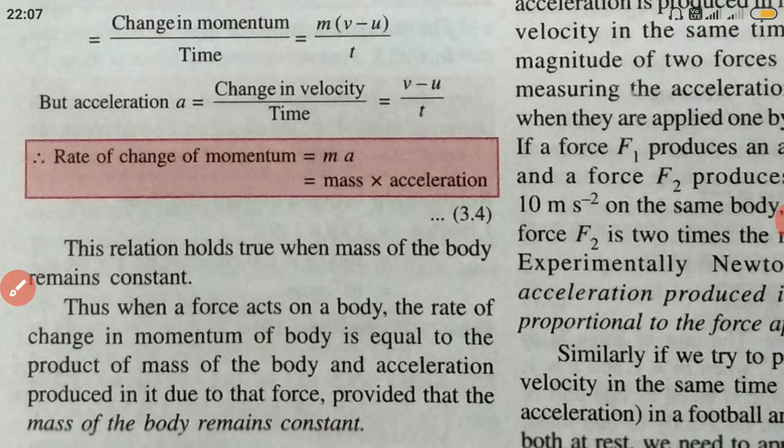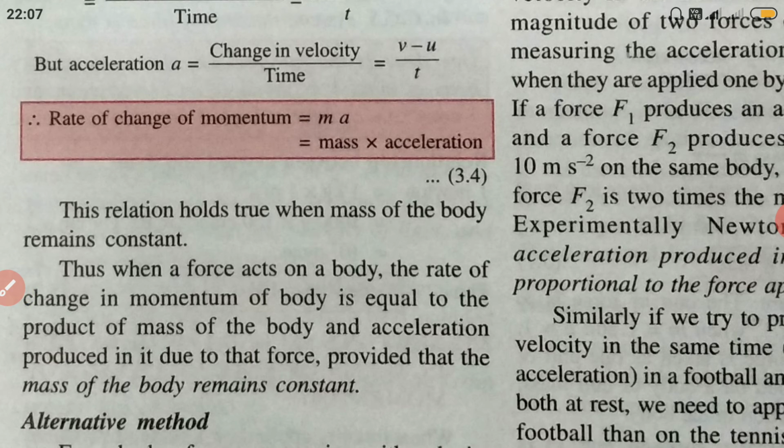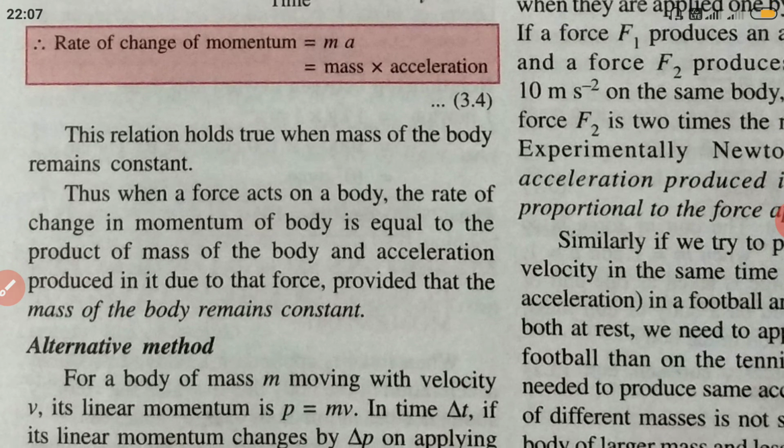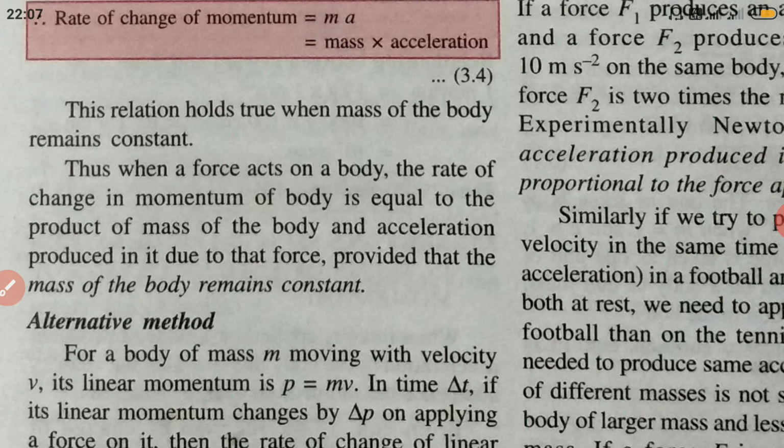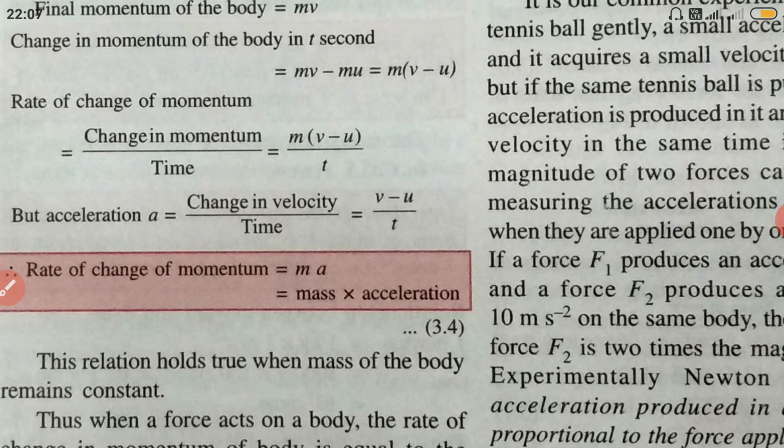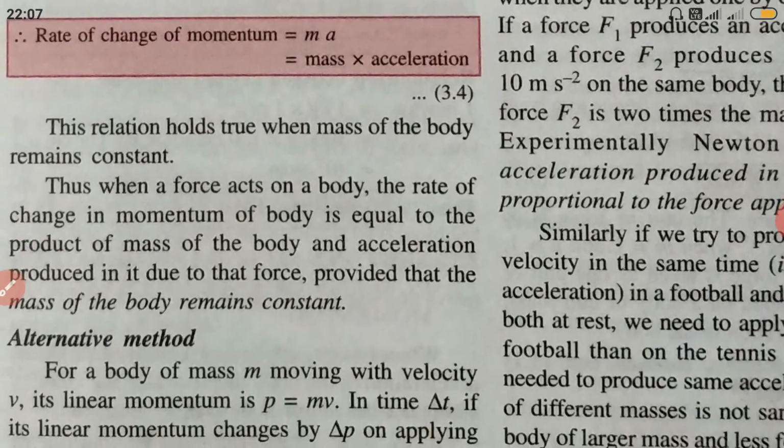Now this relation holds true when the mass of the body remains constant. Thus, when a force acts on a body, the rate of change of momentum is equal to the product of the mass of the body and the acceleration produced in it due to the force, provided that the mass of the body remains constant. So remember that F equals m into a only when the mass of the body remains constant. This is a simple way. I hope you understood this.